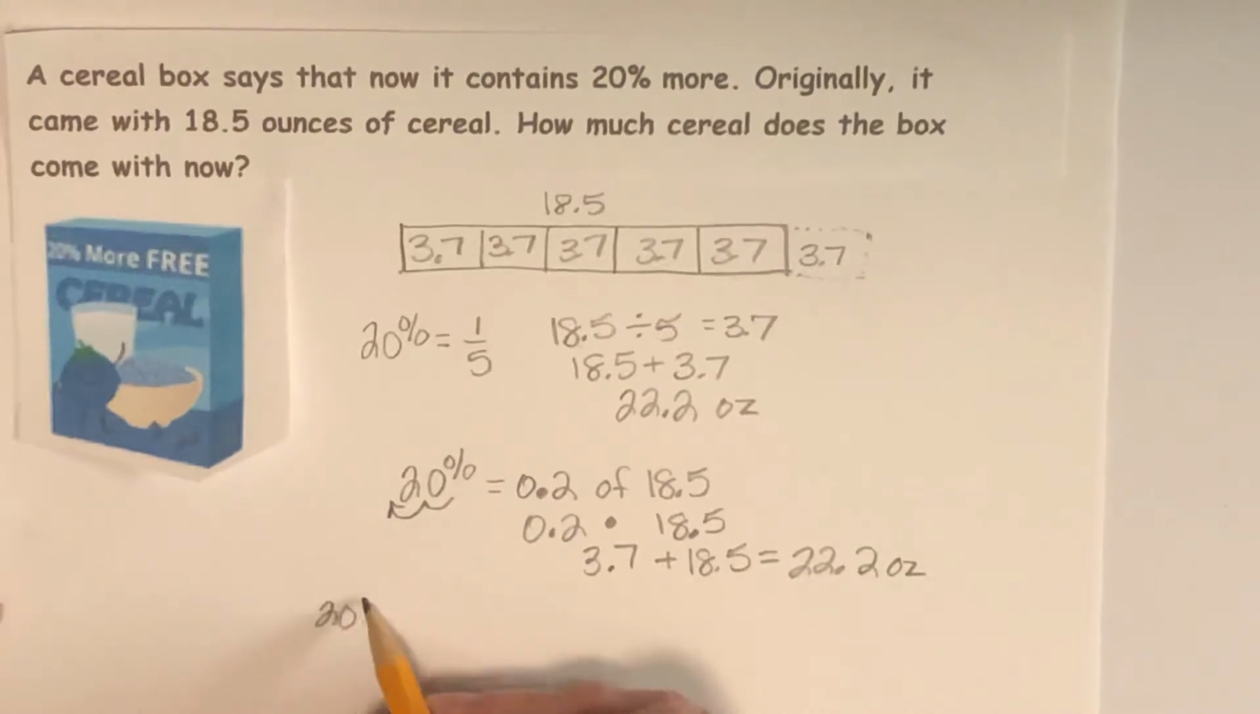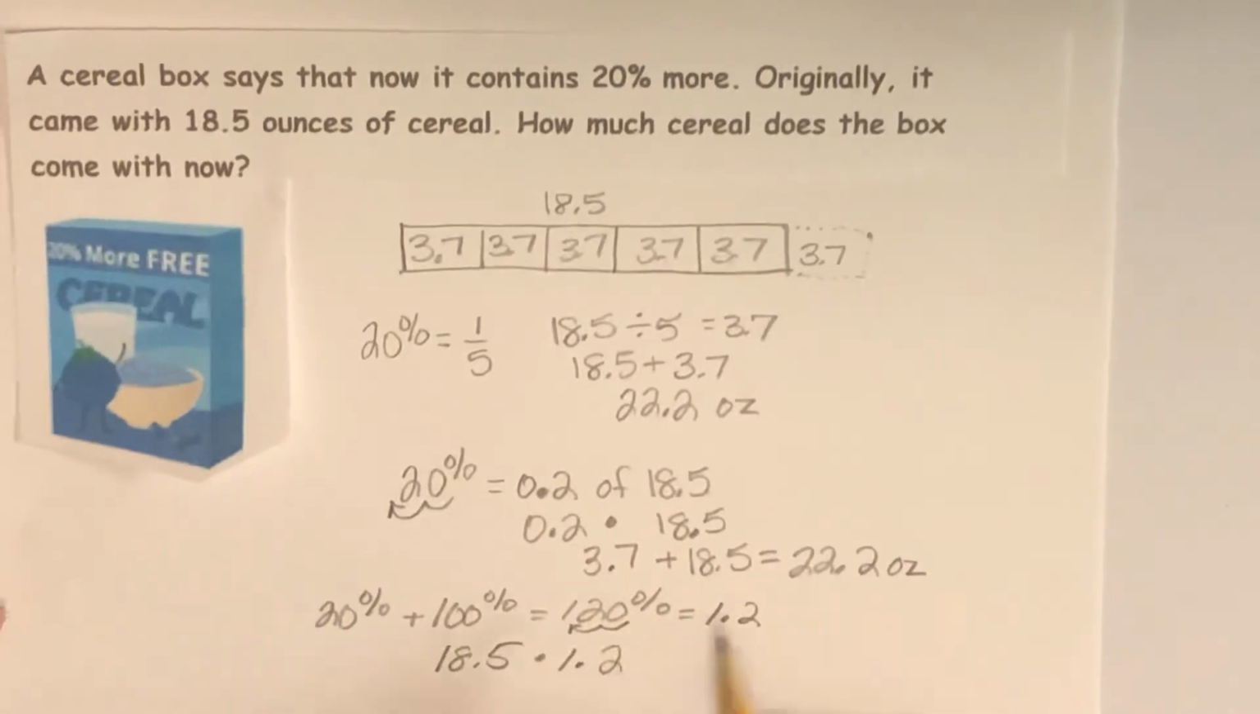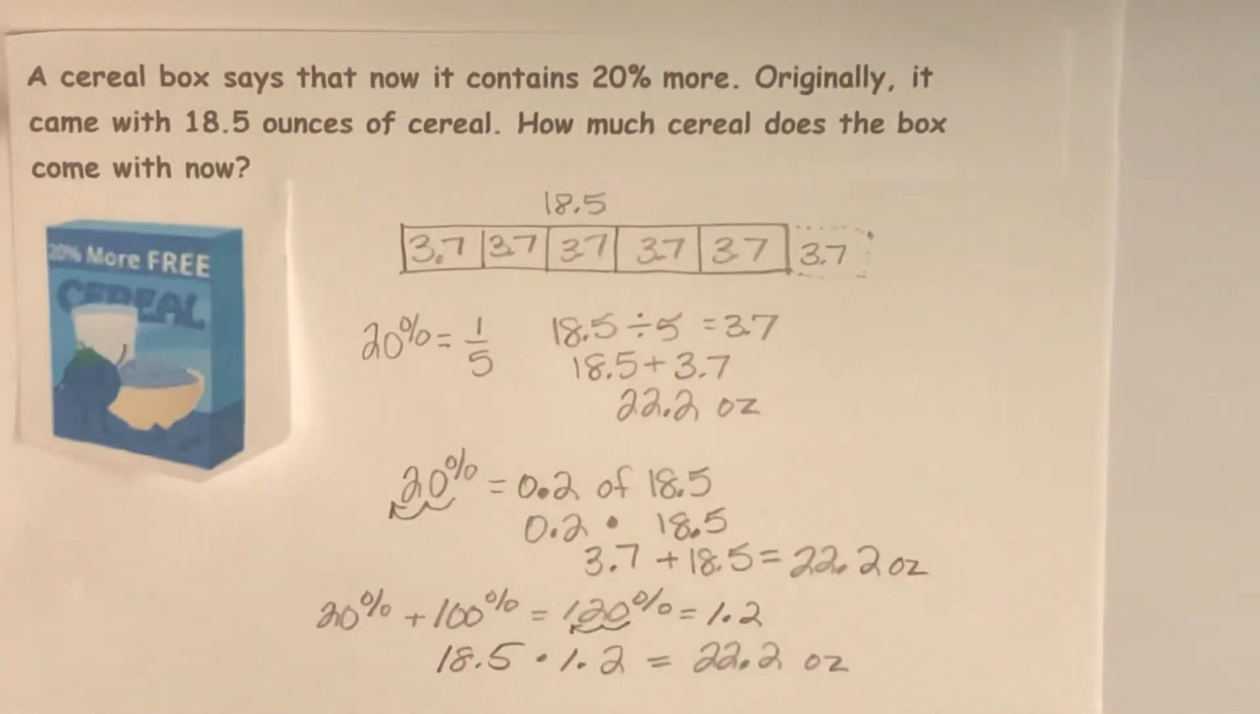And then one last way that we can use to find our new amount is I can take the percent that it's increased, add it to the original amount, which is 100%. That gives me 120%. So what I'm essentially finding is, what is 120% of 18.5? Well, 120% can be written as a decimal by moving the decimal 2 places to the left. So that's 1.2. And then I'm essentially just multiplying 18.5 times 1.2, and you come up with, you got it, 22.2 ounces. So you got some choices and strategies. Let's look at another example.